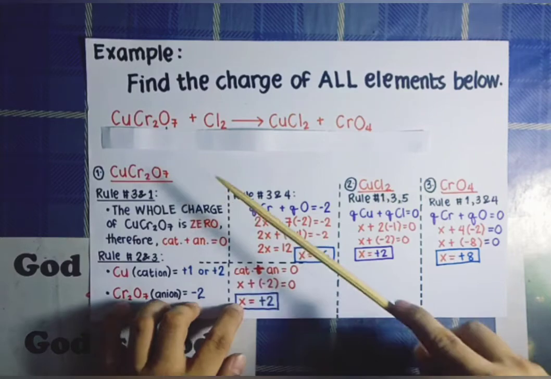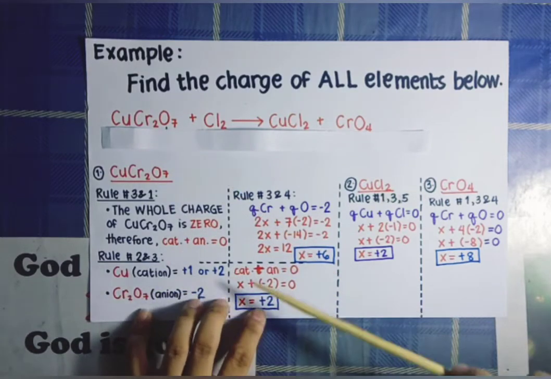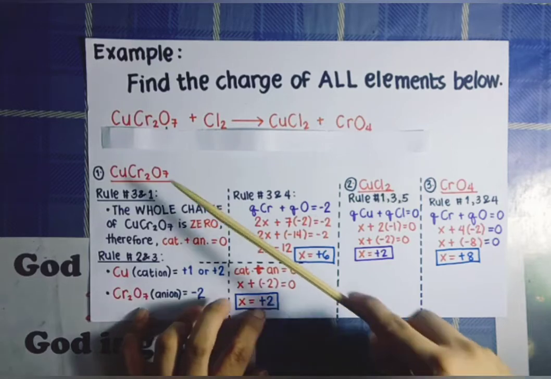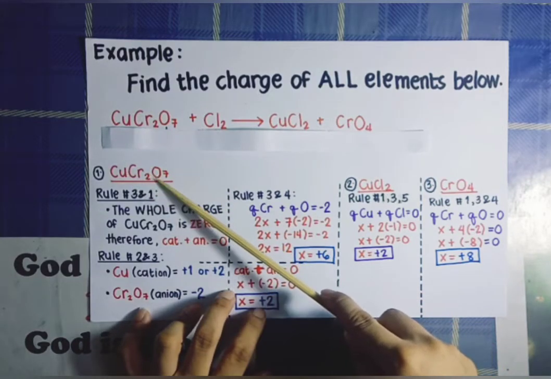Same with the dichromate. For the dichromate, the charge of our dichromate ion here is -2. That's why we wrote here -2. Okay, X plus negative 2 is equal to 0. Now, how many dichromate do we have here? We only have one dichromate ion.